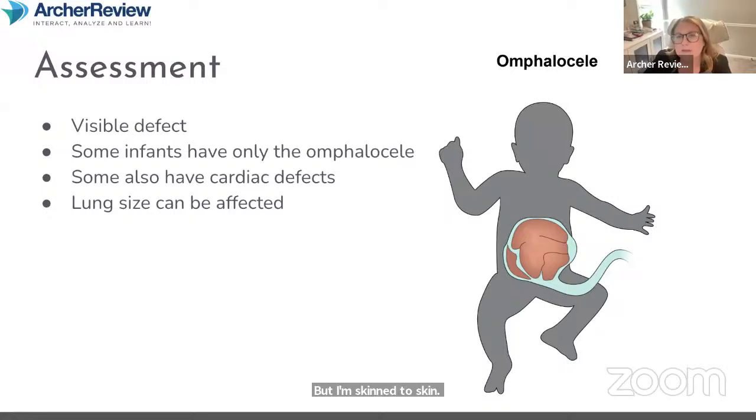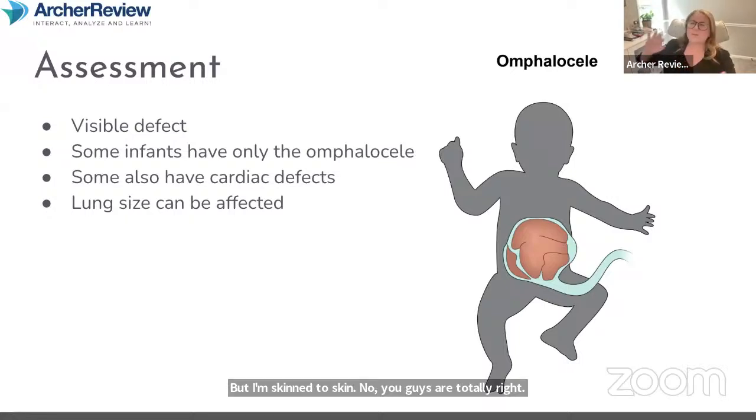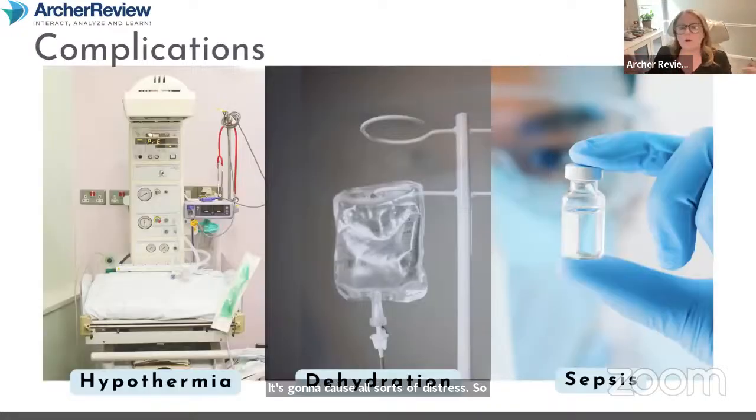That's not going to be feasible because we're going to be pushing on these organs. It's going to cause all sorts of distress. So that's not going to work. We're going to have to use something called a radiant warmer. That's in this picture right here, all the way on the left.